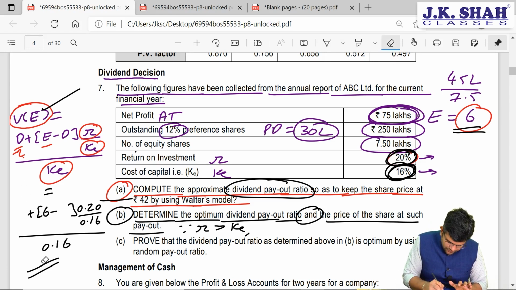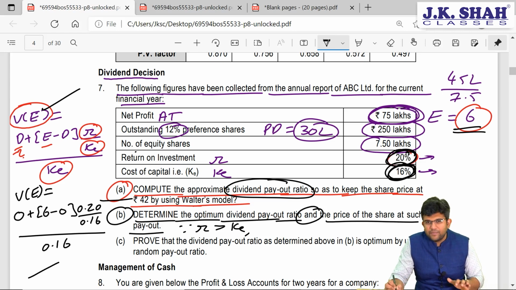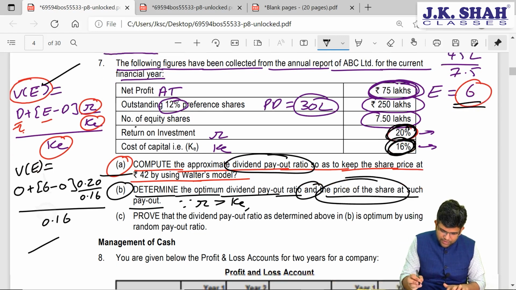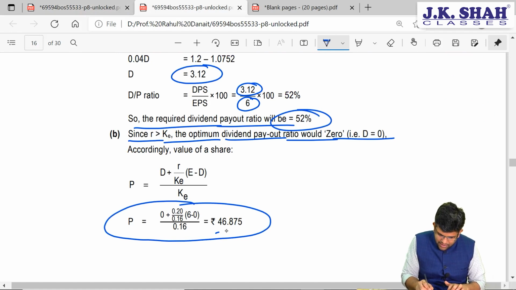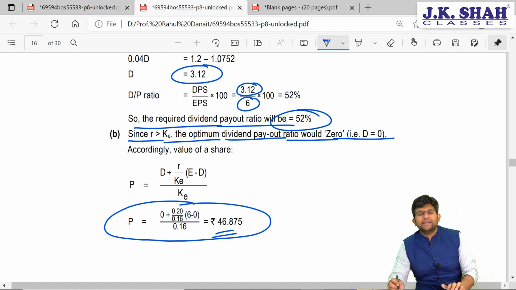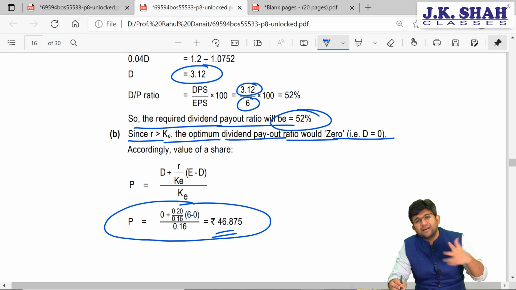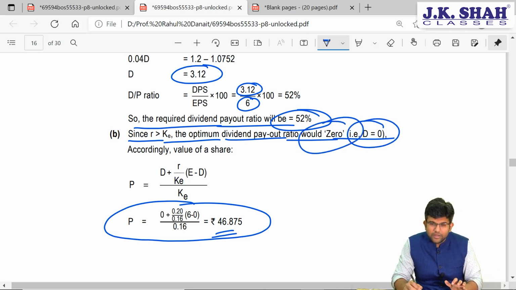Okay, it will be that value of equity is equal to 0 plus 6 minus 0 into 0.2 by 0.6, the whole upon 0.6. That is what they are asking you, the price of the share. So children, if you can see, the same thing they have done here, and they have got the price of the share as rupees 46.875.